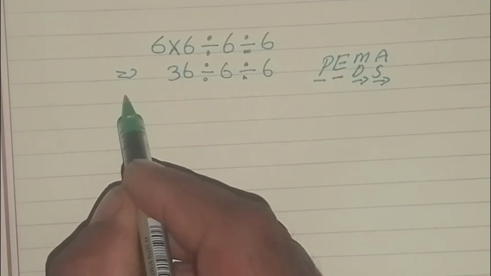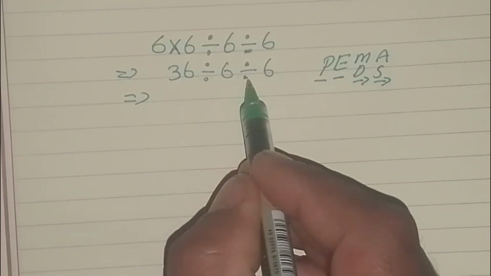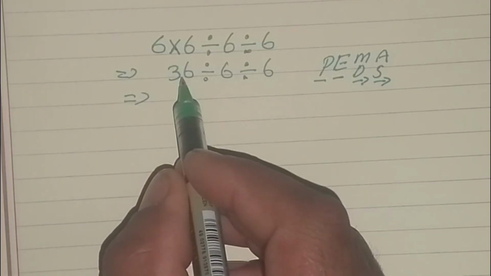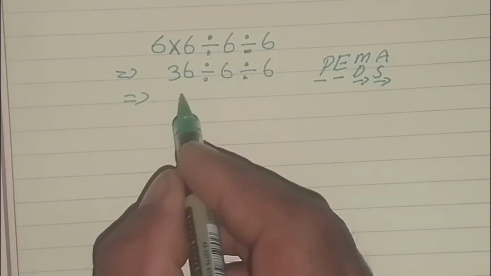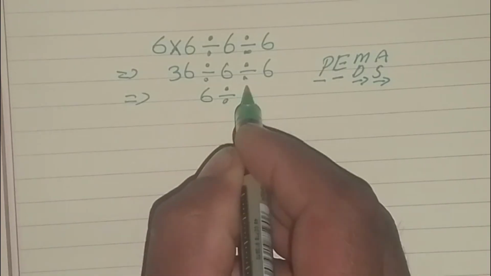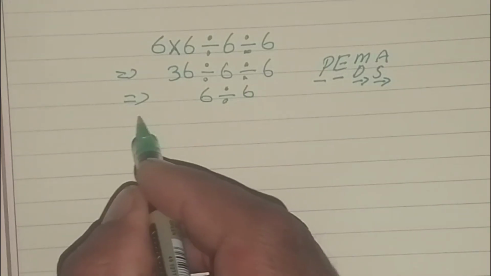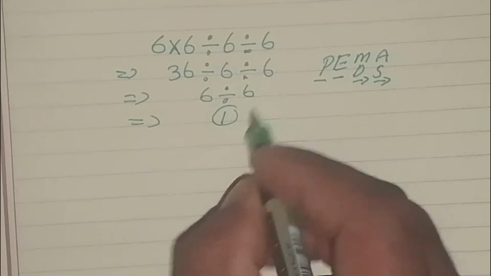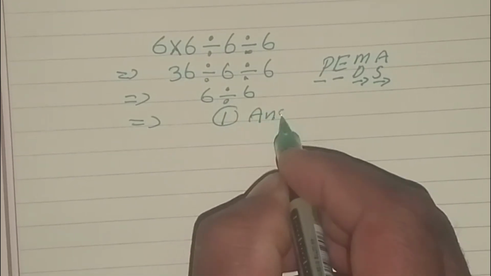Now if we have more than one division, we start from the left side. So 36 divided by 6 gives us 6 divided by 6, and 6 divided by 6 gives us 1. So the final answer is 1.